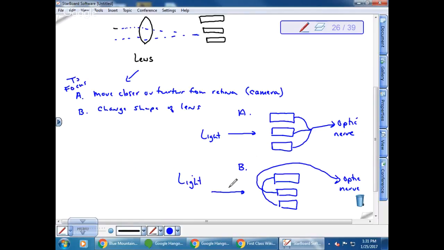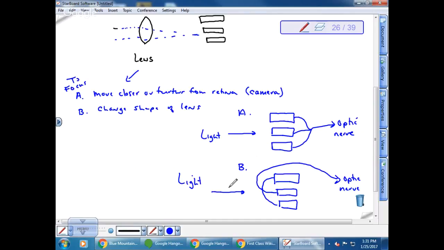Okay, so which one do you think is vertebrate and which one do you think is cephalopod? Which one do you think ours is? Which one makes more sense? A makes more sense, right? It's like, why would we, if you were gonna put a light detector, why would you put the cords out in front where the light has to come through, right? This is actually cephalopod, right? Yeah. Yes. Right? So this is cephalopod.